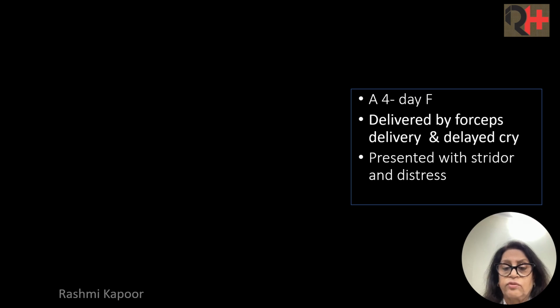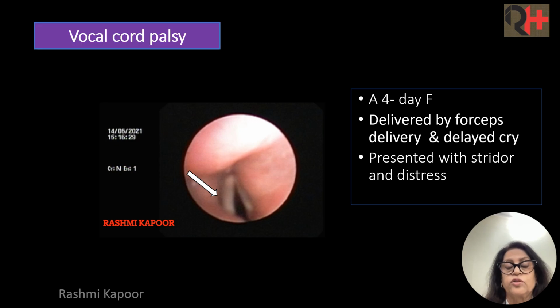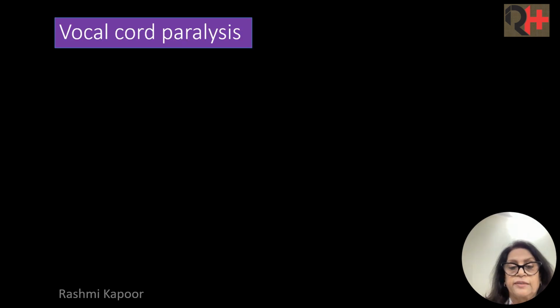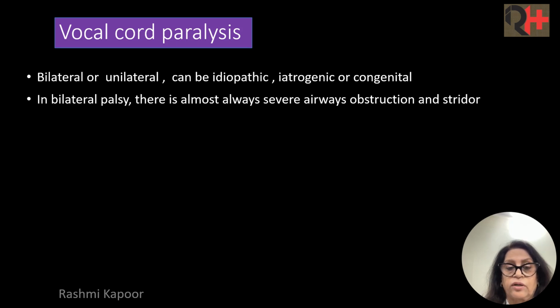There was a delayed cry. This child presented with stridor and distress. We went ahead and did the bronchoscopy, and we found that the left vocal cord was not moving at all. So it was a left vocal cord palsy. Vocal cord palsy can be bilateral or unilateral. They can be idiopathic, iatrogenic, or congenital.